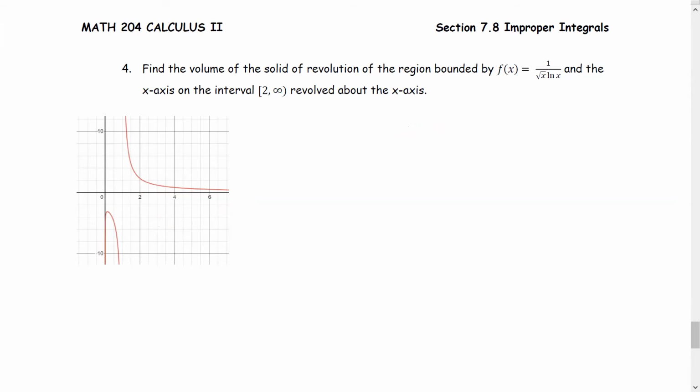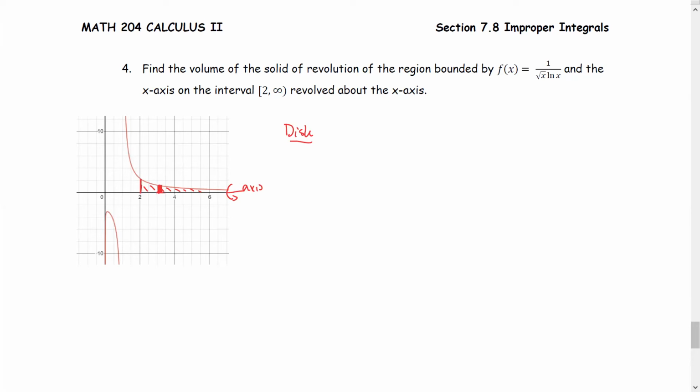Example 4. Find the volume of the solid of revolution of the region bounded by the function f of x equals 1 over square root of x times log x and the x-axis on the interval 2 to infinity, revolved about the x-axis. From the graph, we're going to find the volume of the solid from revolving the area under the graph from point 2 to infinity about the x-axis. This one we are going to use the disk method. So we're going to need the radius.